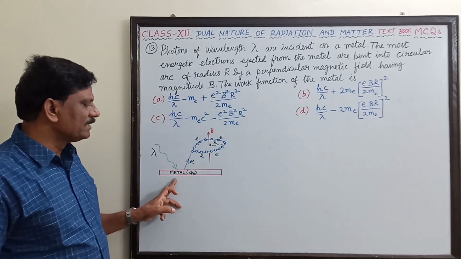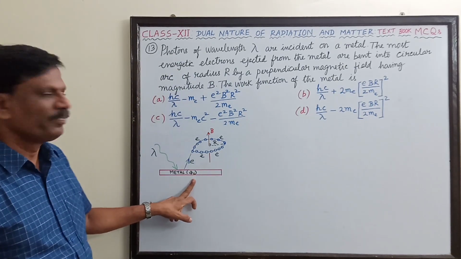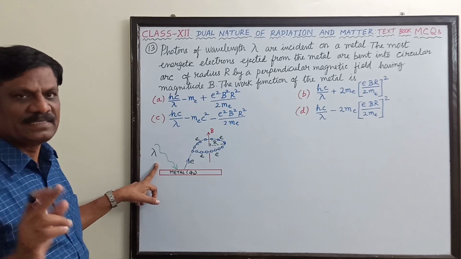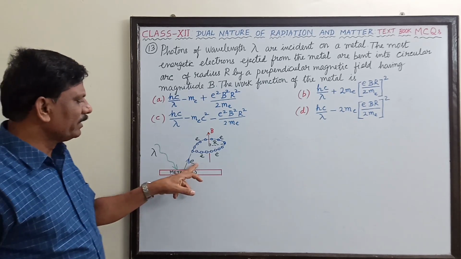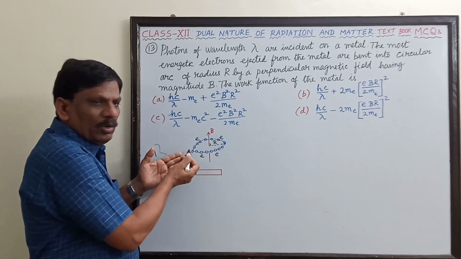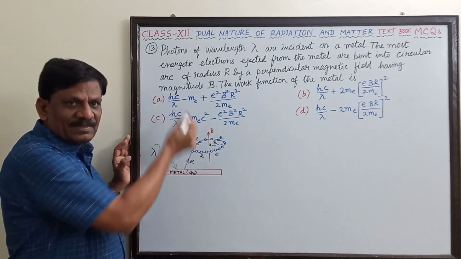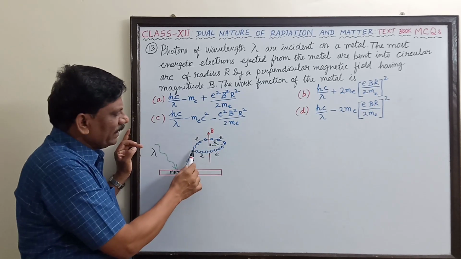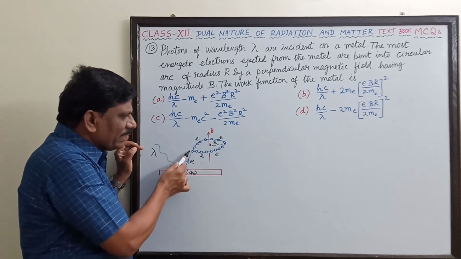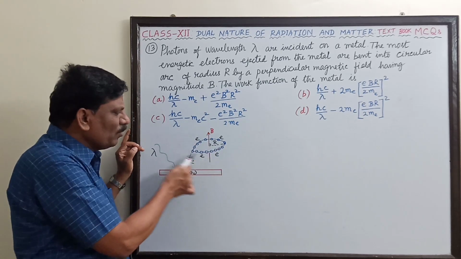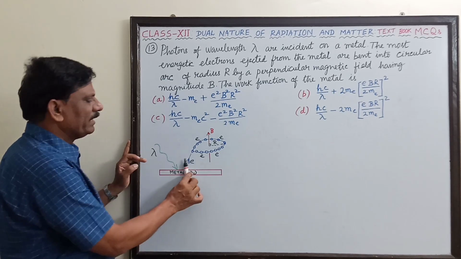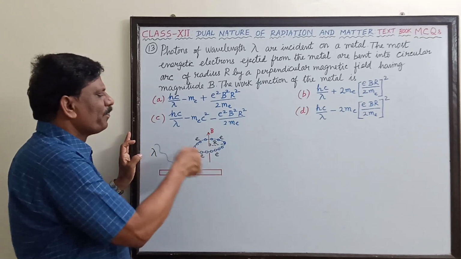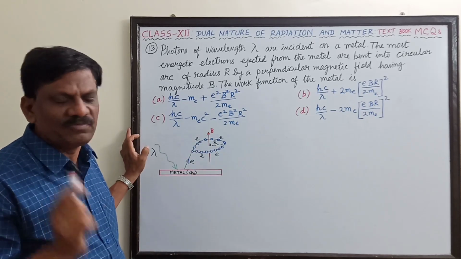Now you can see here, this is a metal whose work function is phi naught. A wavelength lambda is incident, so the corresponding energy is hc by lambda. When the photoelectrons are emitted, a transverse magnetic field is established along the y-axis, so that the electrons, when they travel perpendicular to the magnetic field, will be moving in a circular path due to the magnetic Lorentz force.